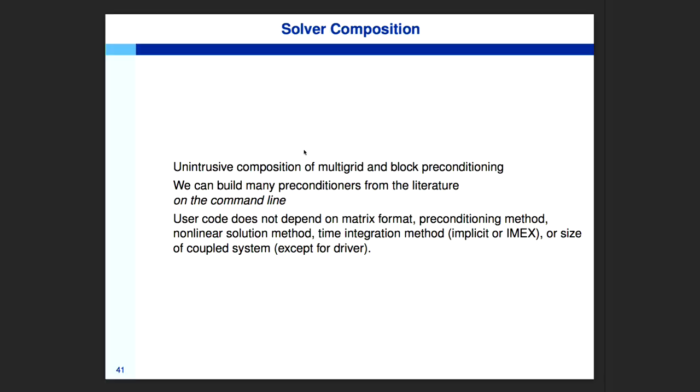So part of what is important to emphasize here is that we have the ability for codes to compose different preconditioners, including composing block preconditioning and multigrid preconditioning as needed. And so this custom choice of putting together different kinds of algorithms can happen at runtime by activating command line options. And the code does not depend on specific details of the matrix format or whatnot. So there's a lot of flexibility.